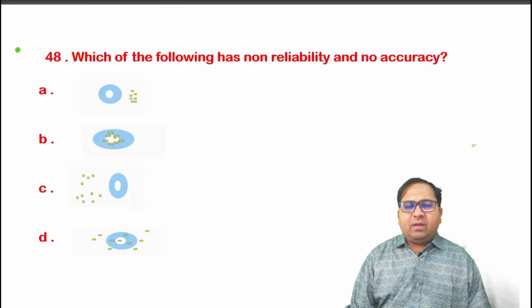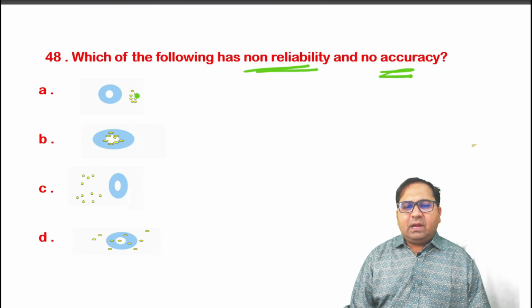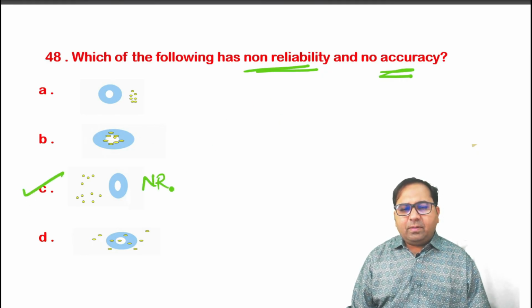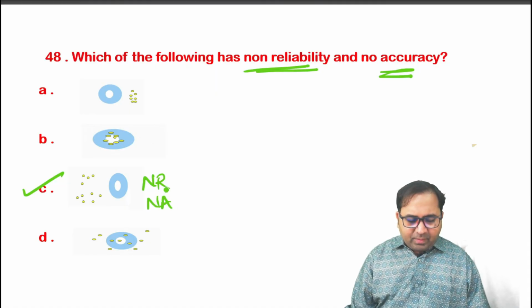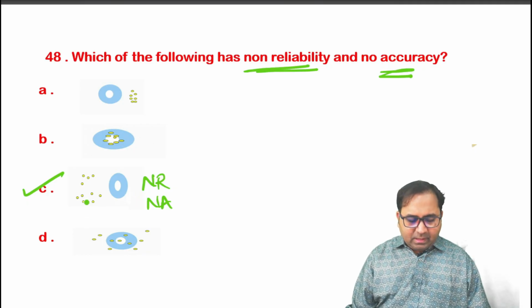Once again, which of the following has non-reliability and non-accuracy? It is very simple. The answer is C. This is non-reliable and non-accurate. Non-reliable because all the dots are not at the same place, and not accurate because none of the shots are touching any part of the bull's eye.